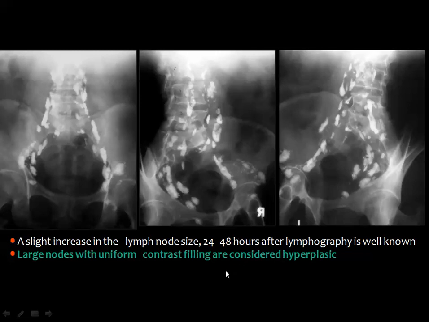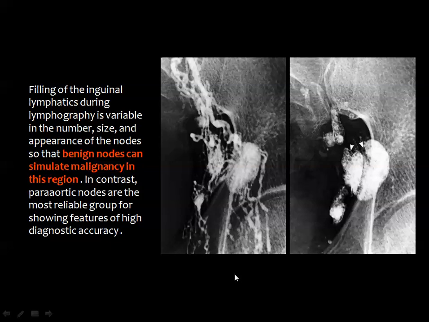Some of the nodes that are draining frequent sites of infection, like the inguinal nodes and most of the submandibular and submental lymph nodes, which drain frequent inflammatory lesions in the head and neck, are not considered pathologic, even if they are a little bit larger and show some filling defects. These nodes are what we call the reactive lymph nodes. I will mention them after that.